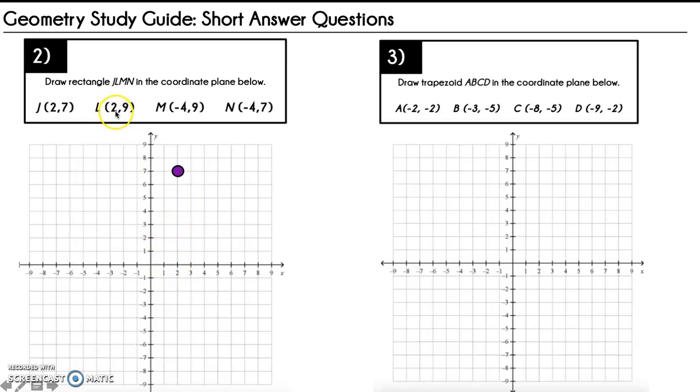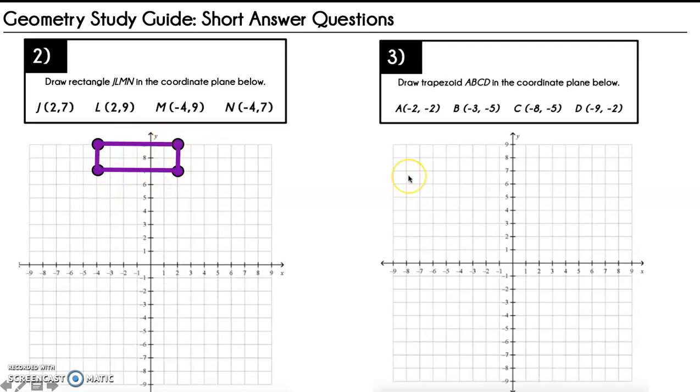L is 2, 9. So we're going to start at the origin. We're going to go right 2 and up to 9. M is -4, positive 9. We're going to start at the origin. We're going to go left 4 and up 9. And then N is -4, 7. So we're going to start at the origin. We're going to go left 4 and up 7. And we're going to draw our lines to connect to make our rectangle.